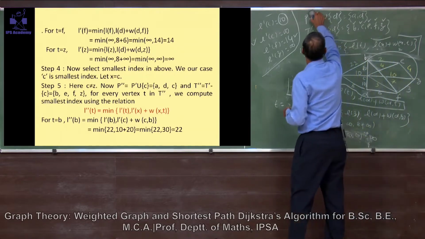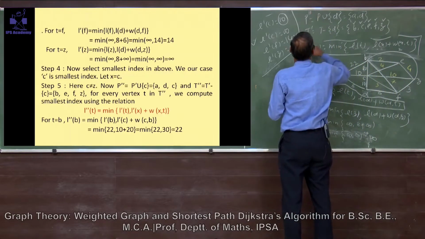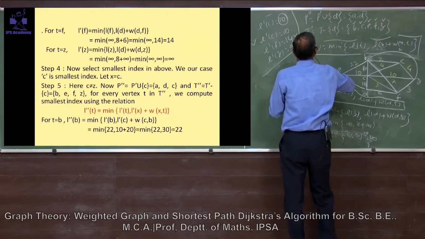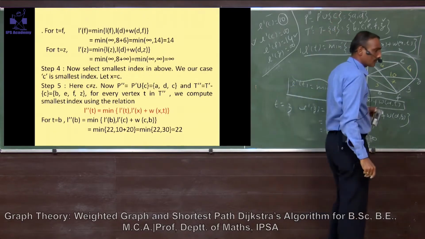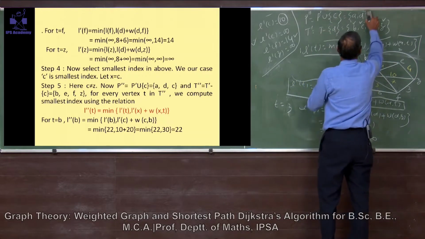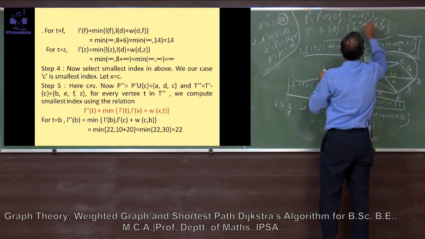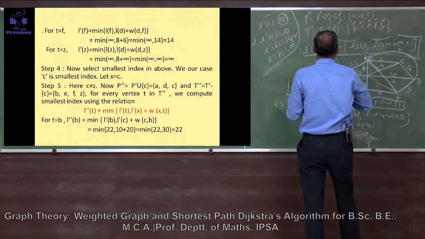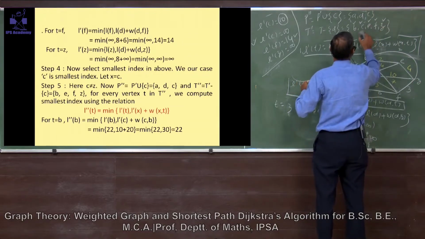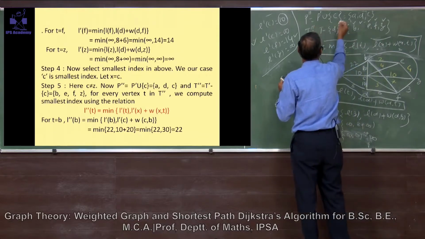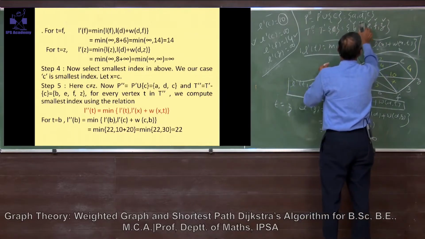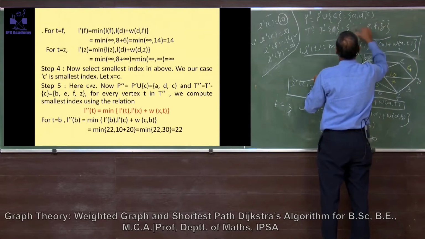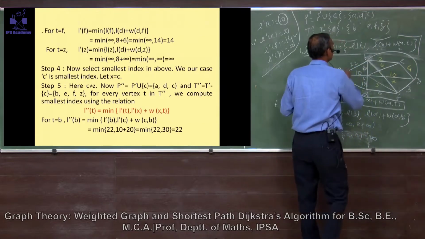So we create another path, P'' equals P' union, here we are adding the vertex C. So our path will be A, D, C, we are increasing our path, and we remove C from T' to get T'', and the elements of T'' will be B, E, F, Z.